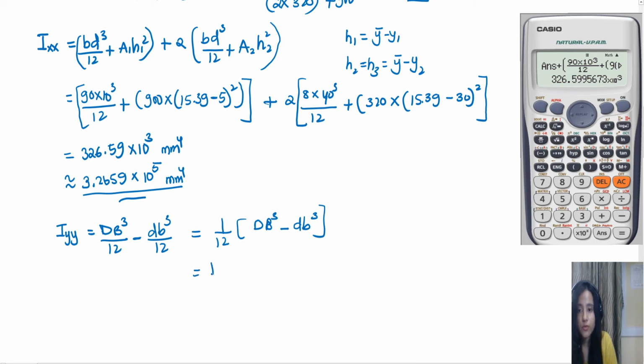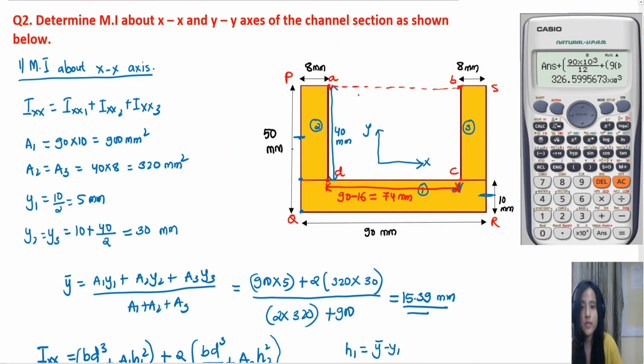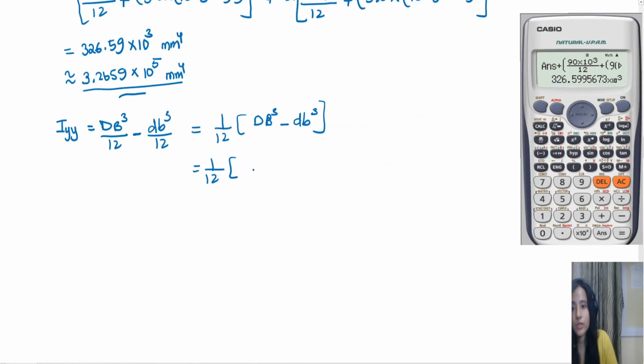So it will be equal to 1 by 12 into, how much is my D for the outer rectangle? D is 50 and B is 90, right? 50 into 90, outer rectangle. And for the inner rectangle, my depth is 40 and its B is 74. 40 and 74 for inner, 50 and 90 for outer. So my depth is 50 into 90 cube minus, here for the inner rectangle my depth was 40 and its width was 74 cube. So let us see how much we get.